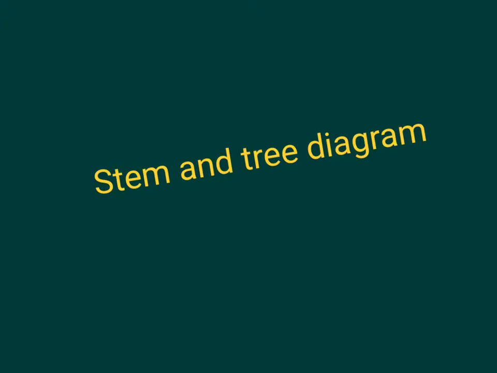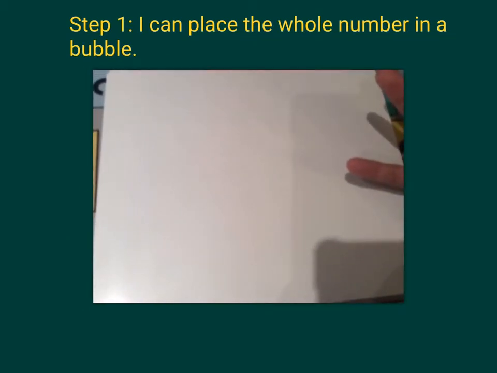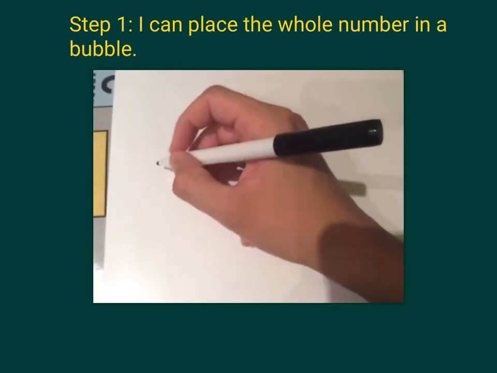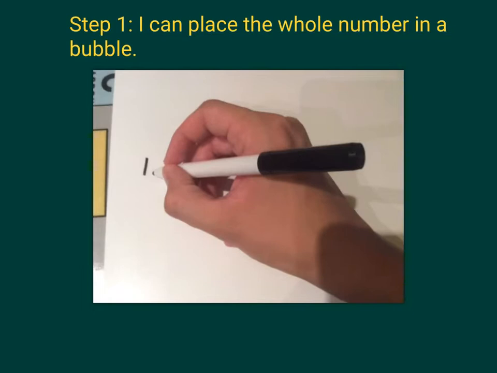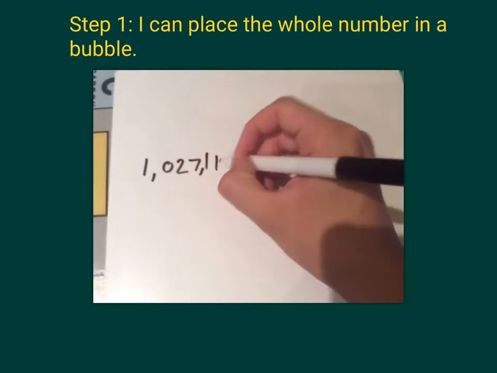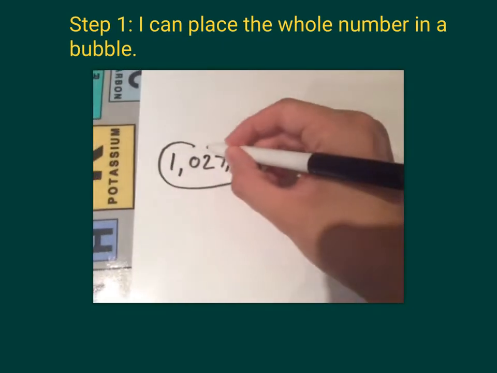So, using the place value grid is one way that we can show how to read and write numbers up to 10 million. Another way that we can do this is something called a stem and tree diagram, which some of you may or may not have seen before. So let's have a look at how to do this. So, step 1 for our stem and tree diagram is I can place the whole number in a bubble. So I'm going to put the bubble over here first, and inside that bubble I'm going to write the number that we're struggling to read. I'm going to put this entire number inside a bubble like that.